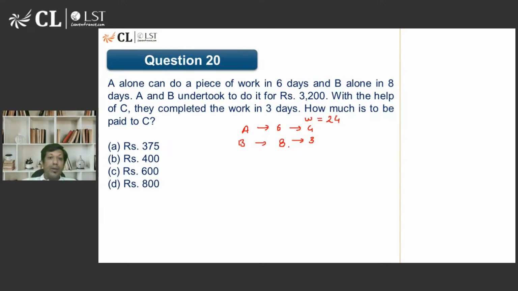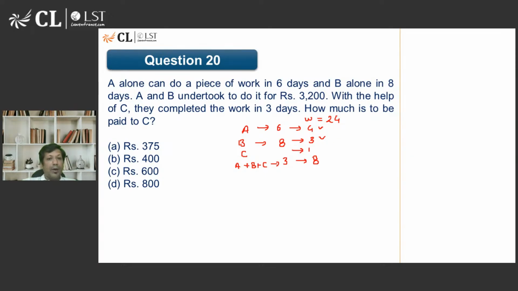Now A, B, and C, all three of them finish the job in 3 days. So it means A, B, and C, all three of them are doing 8 units every day. So out of 8, 4 is done by A, 3 is done by B. So how much is going to be done by C? That is 1 unit every day.